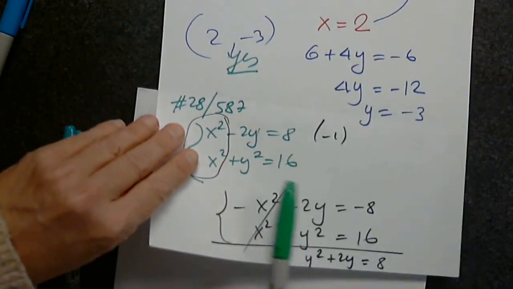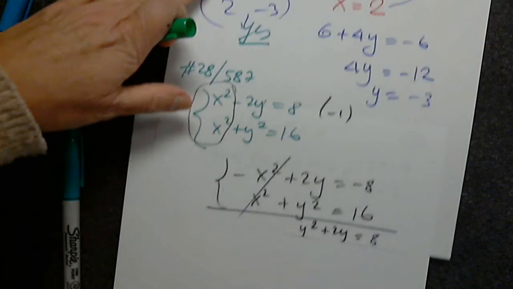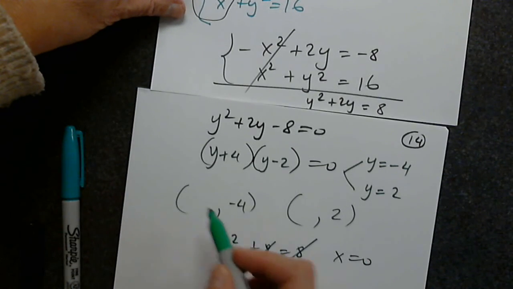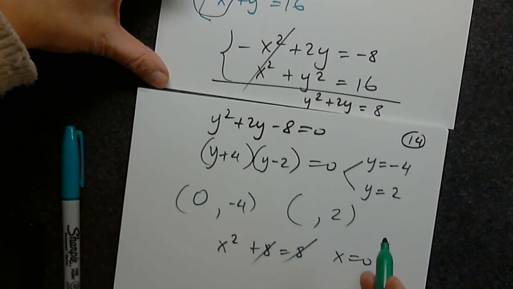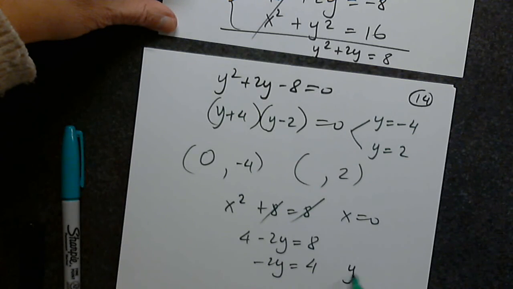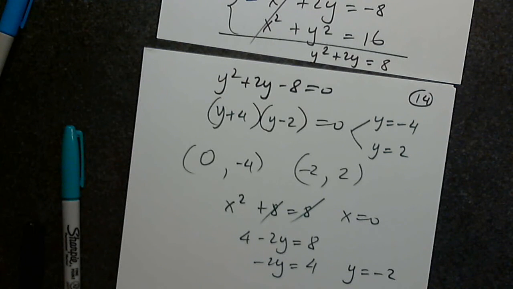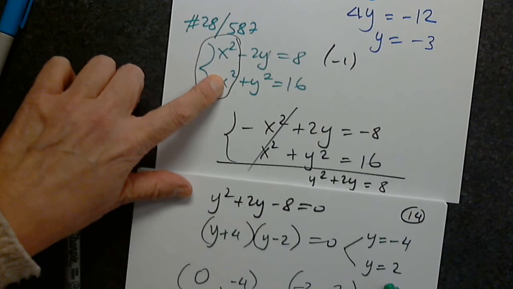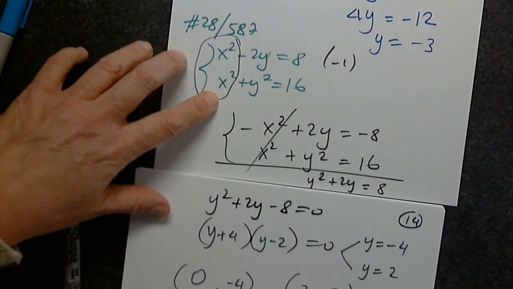So it's y equals negative 4. I have to go back here. So x squared with minus 4 will be positive 8 equals 8. Nice. And let's see what happens with 2. 4 minus 2y equals 8, or negative 2y equals 4, or y equals negative 2. So it appears that whatever these are, they cross in 2 points. One point is negative 2 comma, what did I do? So what did I do?